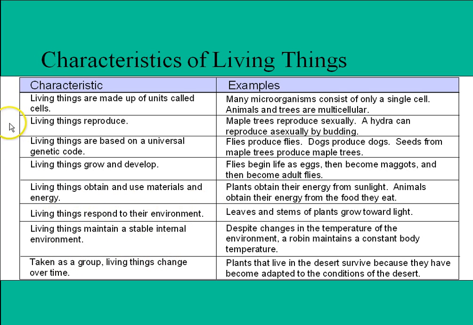So let's go through this. Living things are made of cells. That's the basic unit of structure and function in any living thing. Living things reproduce, make copies of themselves, even if they're single-celled bacteria. Living things have the universal genetic code of DNA. Living things grow and develop, even bacteria. Living things obtain and use materials for building up the stuff inside of them, and they use energy as well.